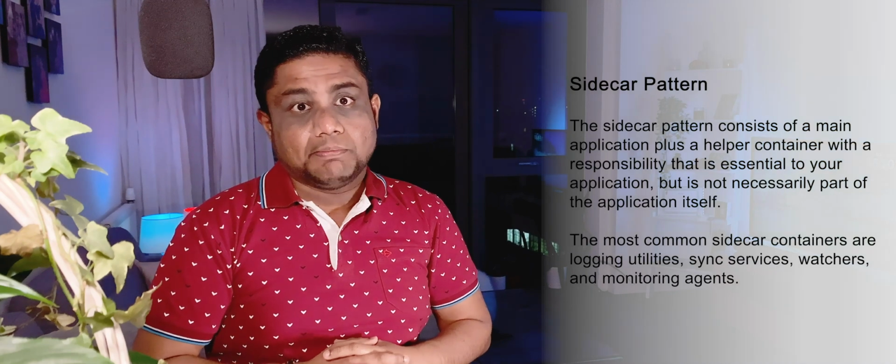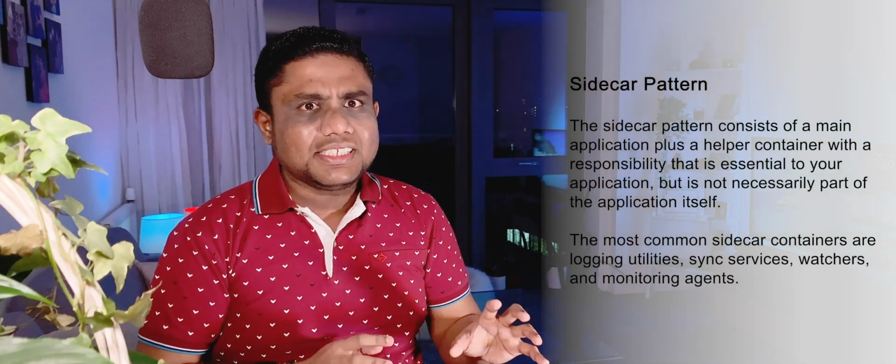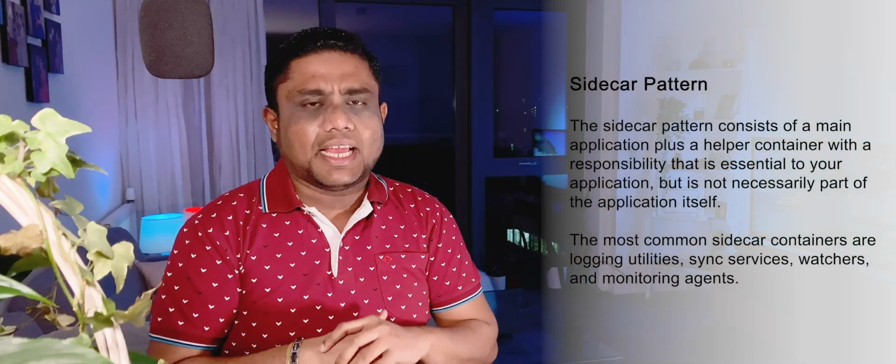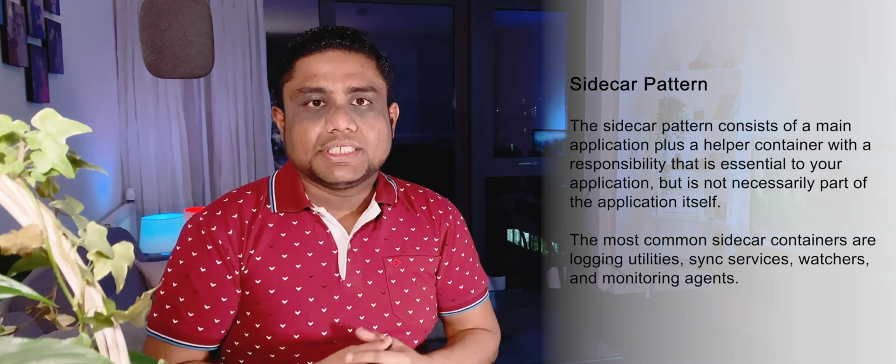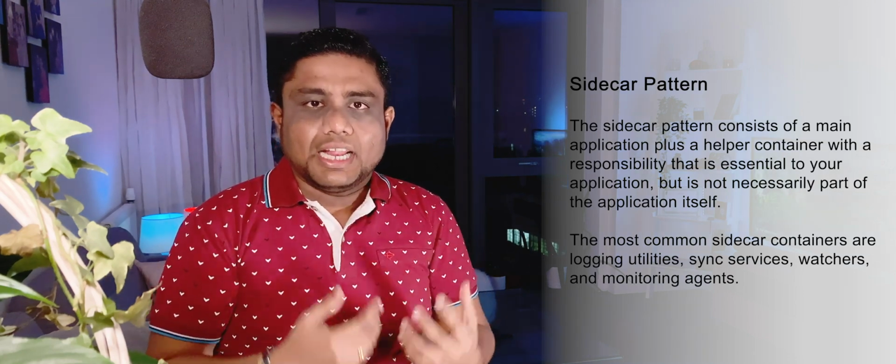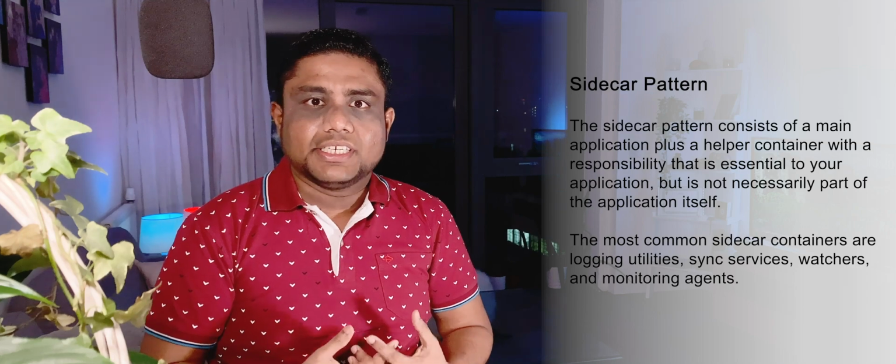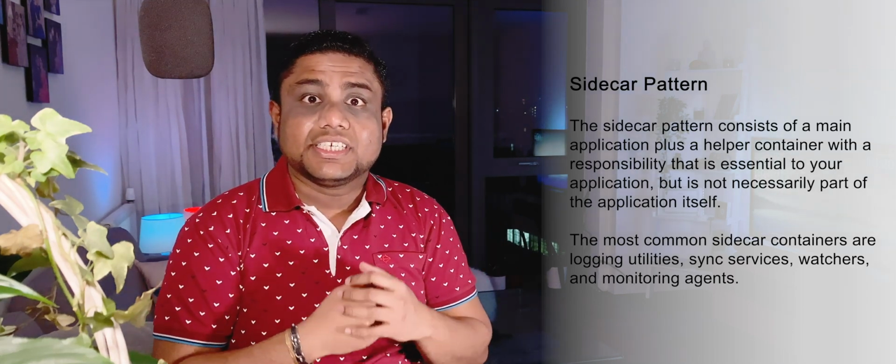The Sidecar design pattern consists of a main application plus a helper container, which is essential for the application. But this helper container is not a part of the main application. The most common Sidecar container types are helper utilities, monitoring agents, and syncing agents, and then there can be more.